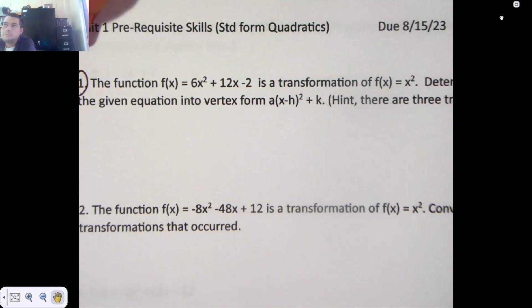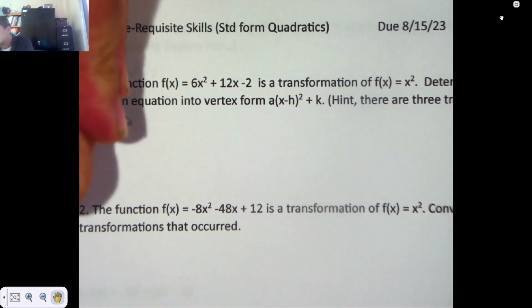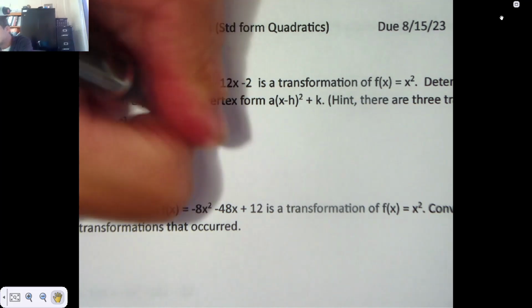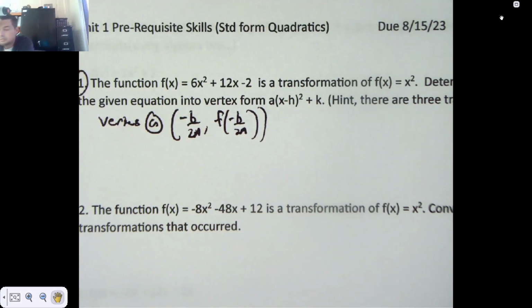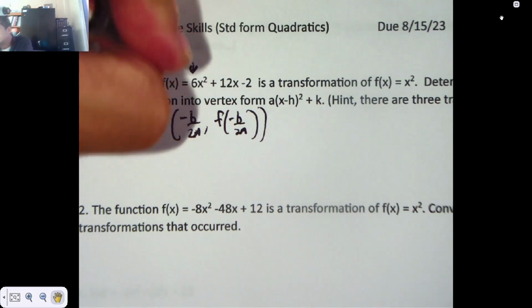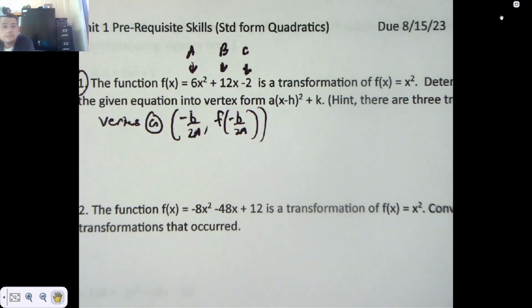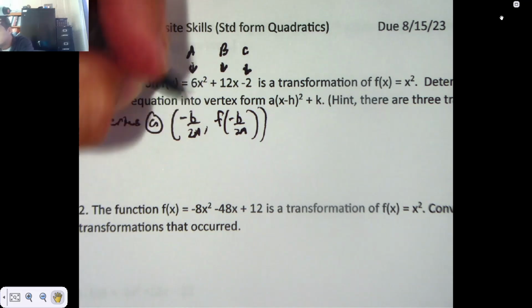I was taught a brute force method, which I think maybe 1 in 10 people could probably do. I taught you guys to find the vertex. Your vertex is at negative b over 2a and then f of negative b over 2a. So remember, here's A, here's B, and here's C, because it's in standard form right now. So I can figure out the opposite B over 2A part.